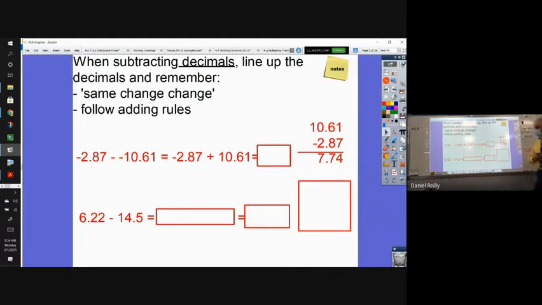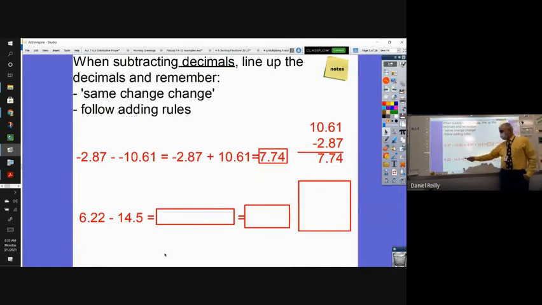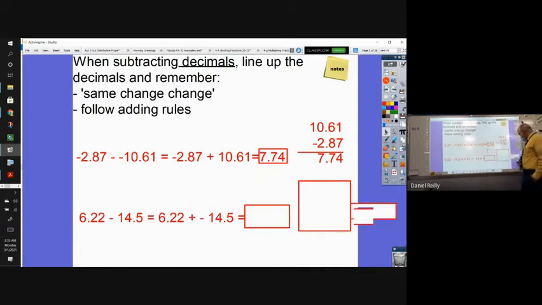Is your answer to this problem positive or negative? It's positive, because the bigger number was positive. When you add positive and negative numbers, you subtract the values, and there are more positives here than there are negatives, so your answer is positive. This one, 6.22 minus 14.5, plus negative 14.5. Adding numbers with different signs, I subtract the values.